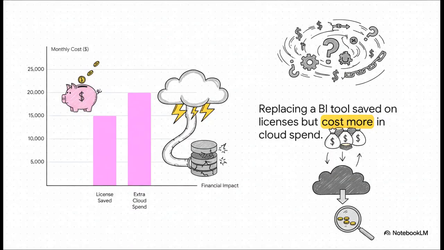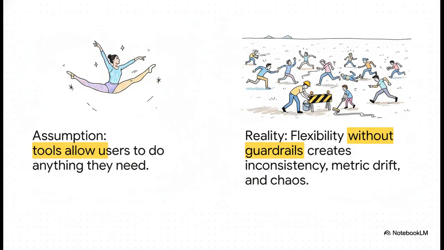I saw this happen in real life. Here's an anonymized example. A company swapped out their commercial BI tool, saved about $15K a month on the license. High fives all around, right? Wrong. The new, cheaper tool was so inefficient that their cloud bills shot up by an extra $20K a month. They were literally paying $5,000 more per month for a cheaper tool, and it took them a while to even notice. Ouch.